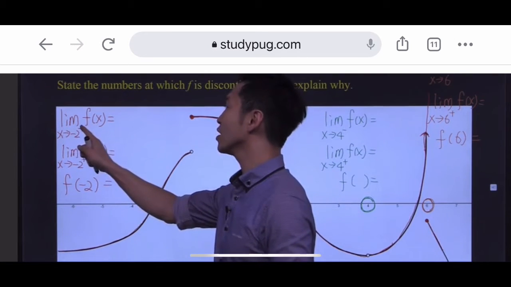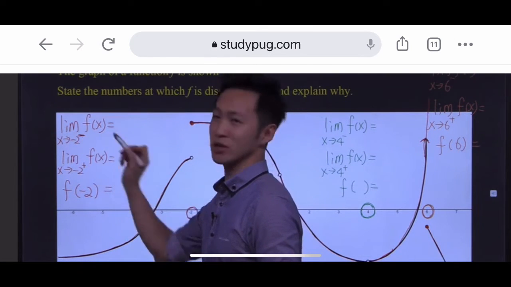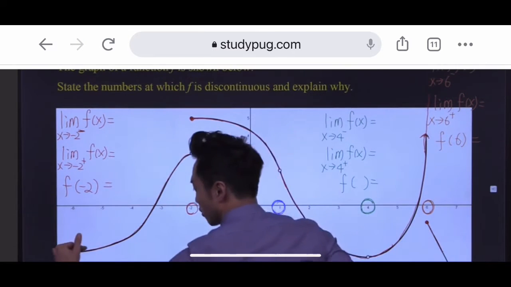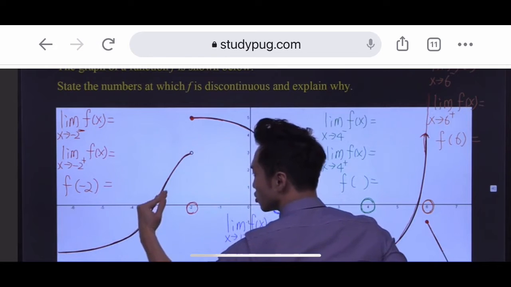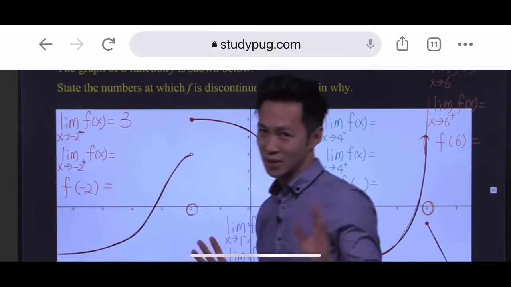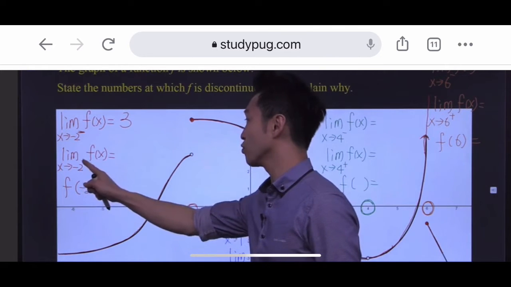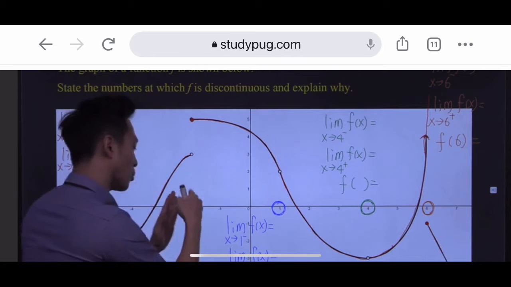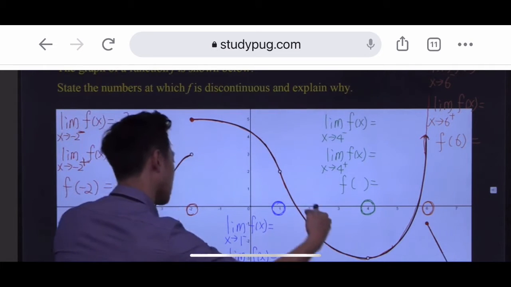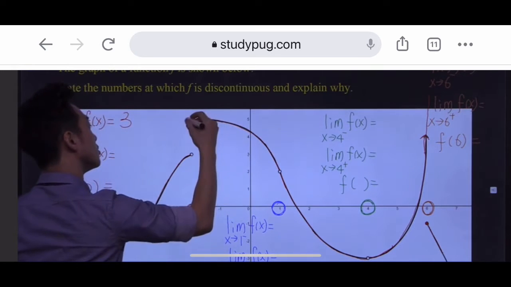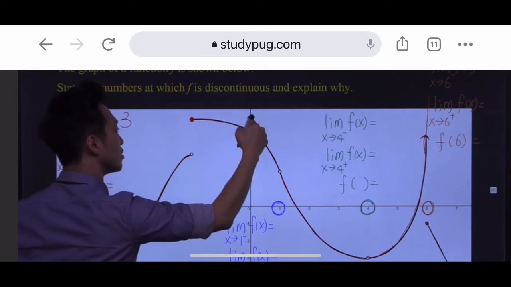Approaching -2 from the negative direction, the function gets closer and closer to the value 3. Next, approaching -2 from the positive direction, the function gets closer and closer to the value 5.